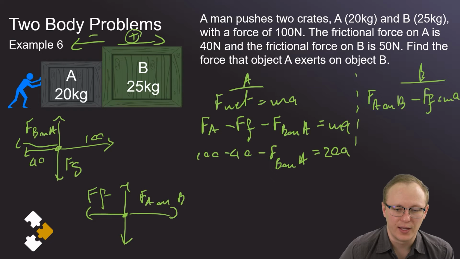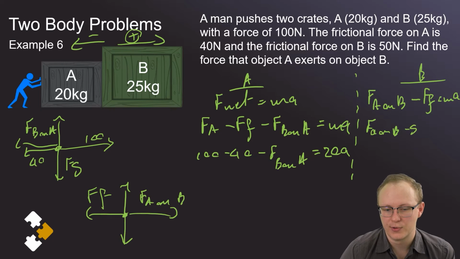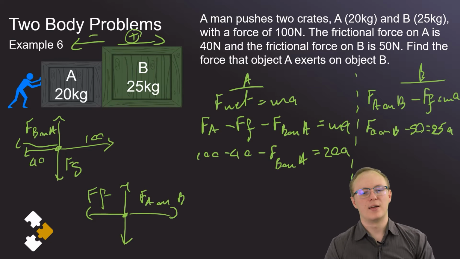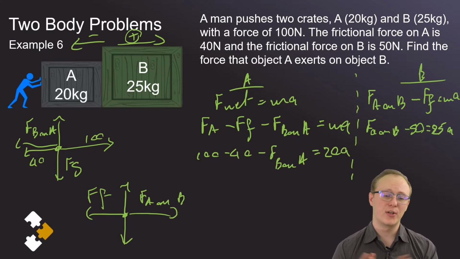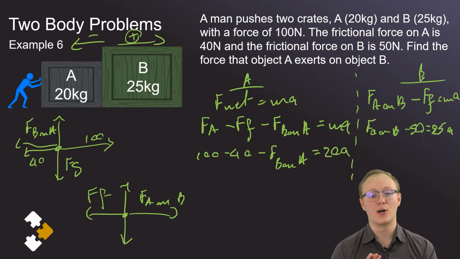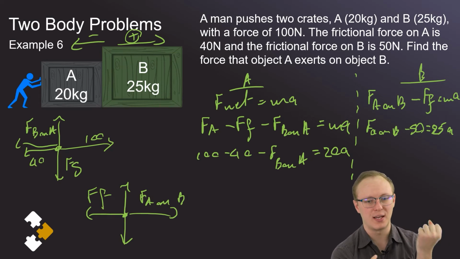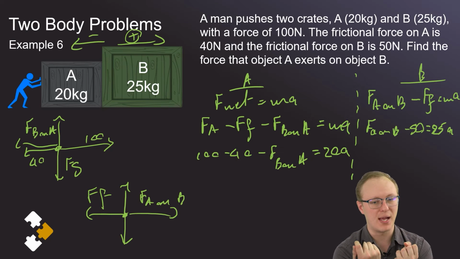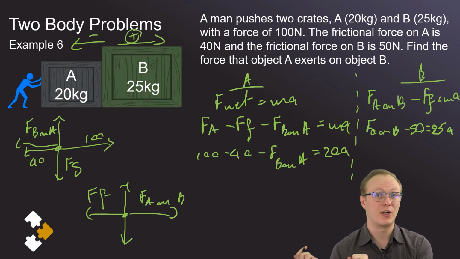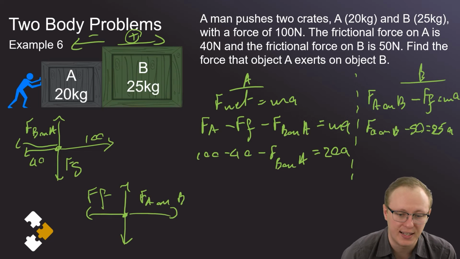So now the F A on B we still don't know. Okay, and the friction we do know. We were told it was 50. So minus 50 is equal to 25A. Okay, and now life is good. Why is life good? Because we've got two equations with something that's got the same magnitude. F B on A and F A on B have the same magnitude, and we've got the acceleration. So we can go and solve simultaneously.